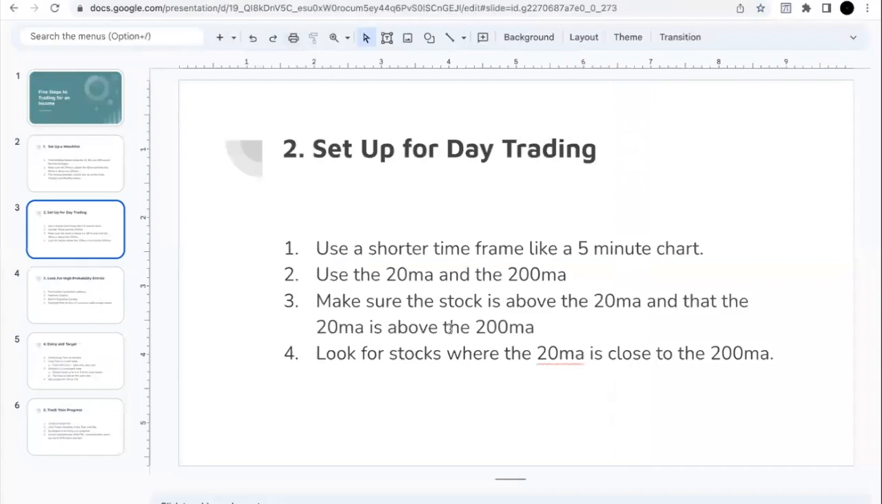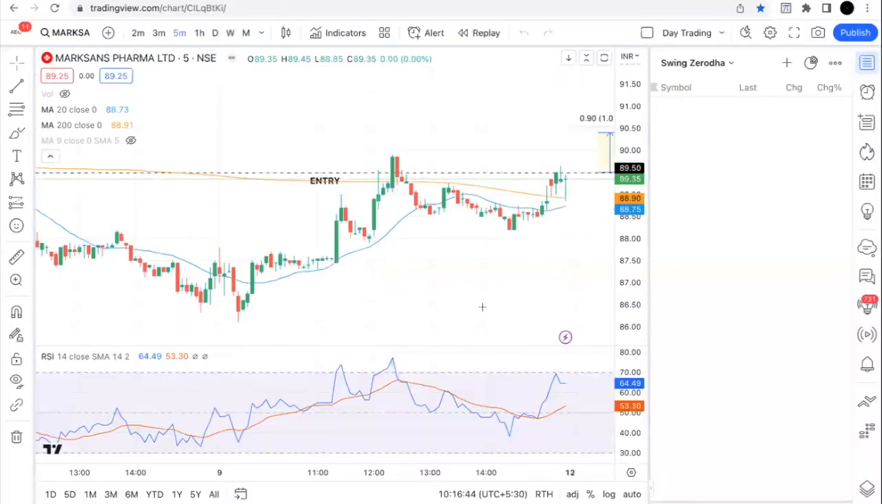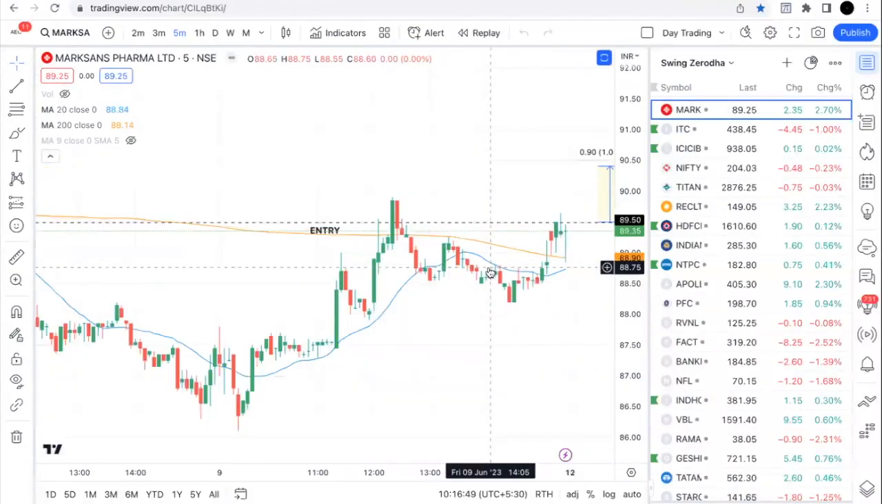Okay, let me let that open up. Okay, I'll go back to the notes. So make sure the stock is above the 20 moving average and that the 20 is above the 200. And look for stocks where the 20 and the 200 are close. All right, here we are.